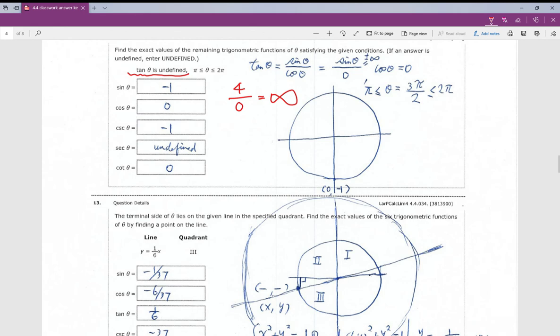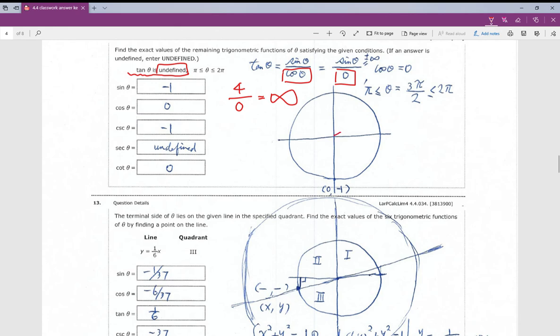Now, tangent, by definition, is sine over cosine. And it means when tangent is undefined, then cosine is 0. Which angle may end up with cosine equal to 0? So right now, everyone, please pay attention. I'm going to show you something very interesting.